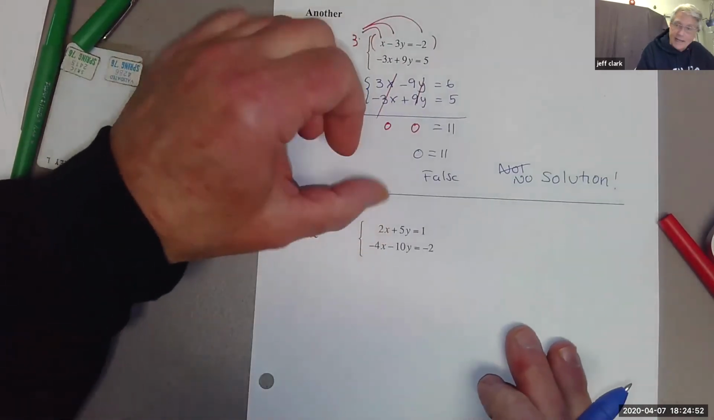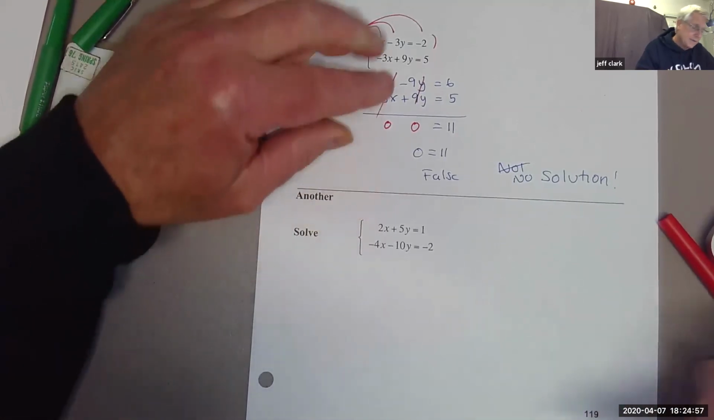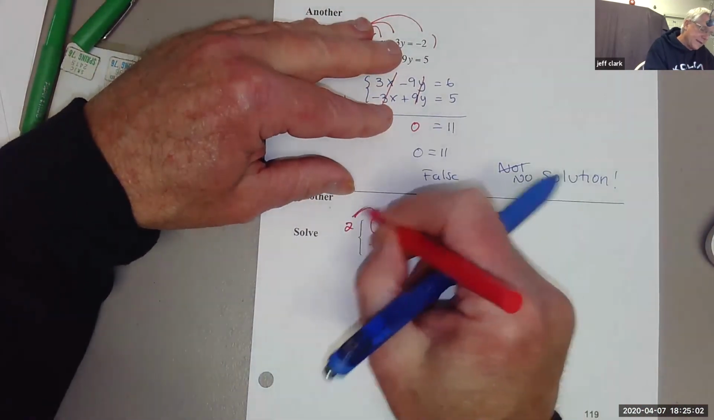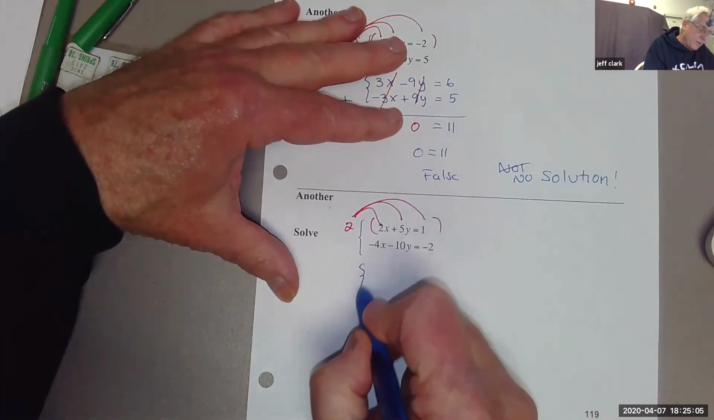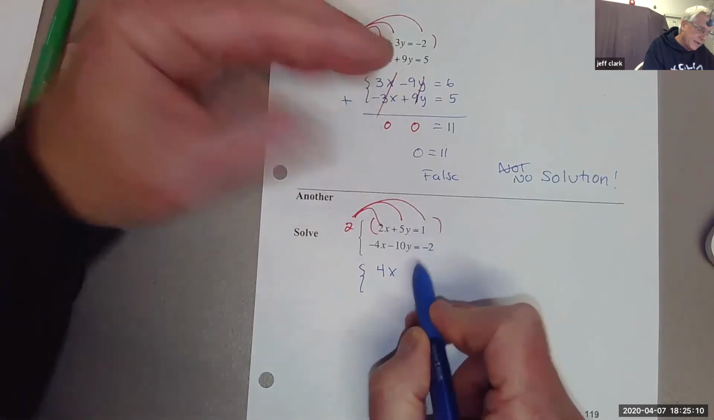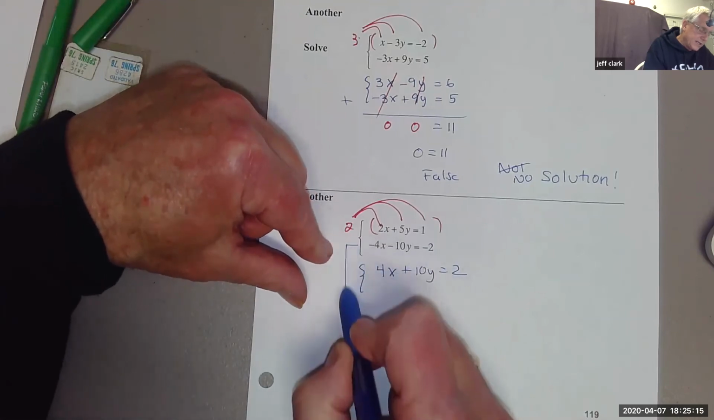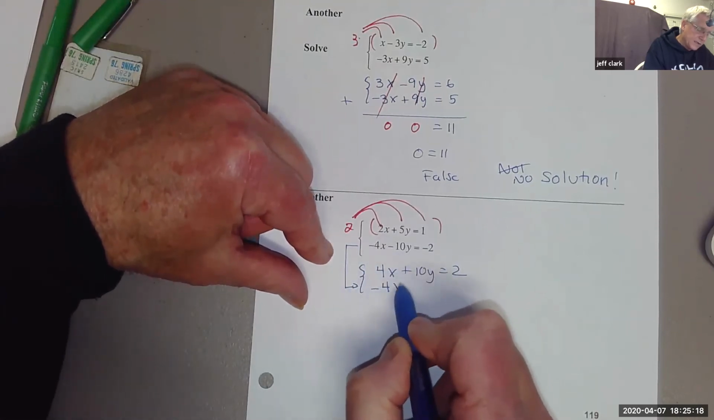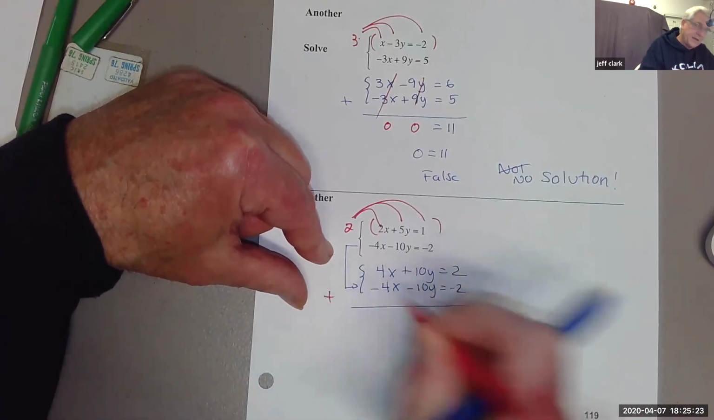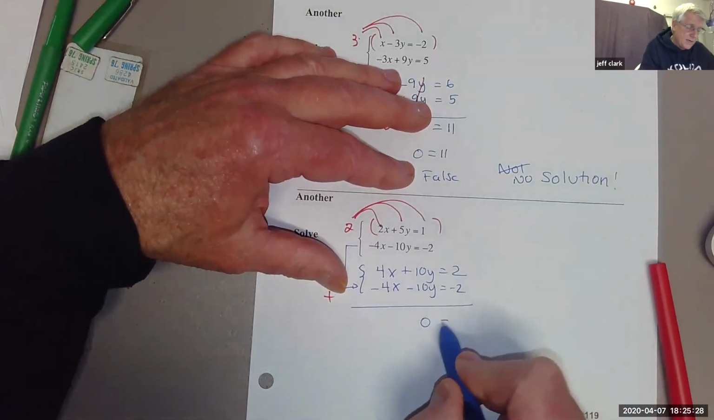Okay, and the last one I think I have right here. Let's make the x go away. So I make that a 4 again. So let's multiply by 2, so that the top one would be 4x. So I can make the negative go away, and make the x's go away. And then plus 10y equals 2. And here's the second one right here, which is negative 4x. Subtract 10y equals negative 2. Add straight down. And in this case, everything goes away. You have 0 equals 0.